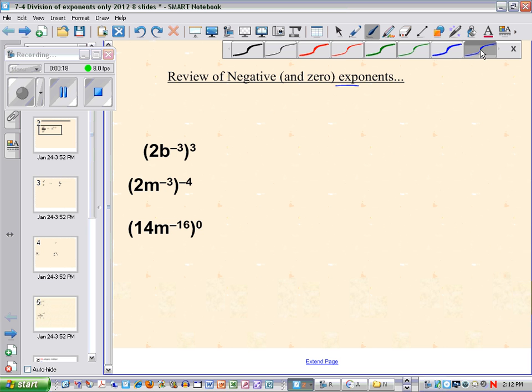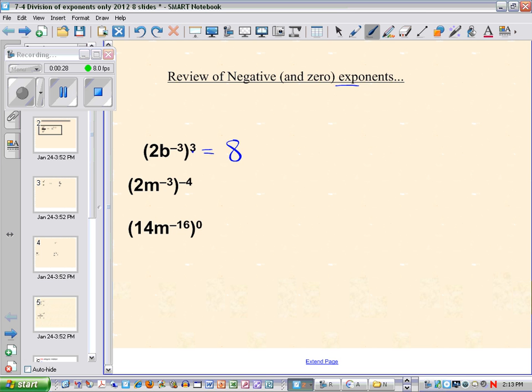So hopefully you remember from last time, this cube is going to apply to all factors in parentheses. So this would be 2 cubed, 8, b to the negative 9th, but we can't have negative exponents, so it's 8 over b to the 9th.